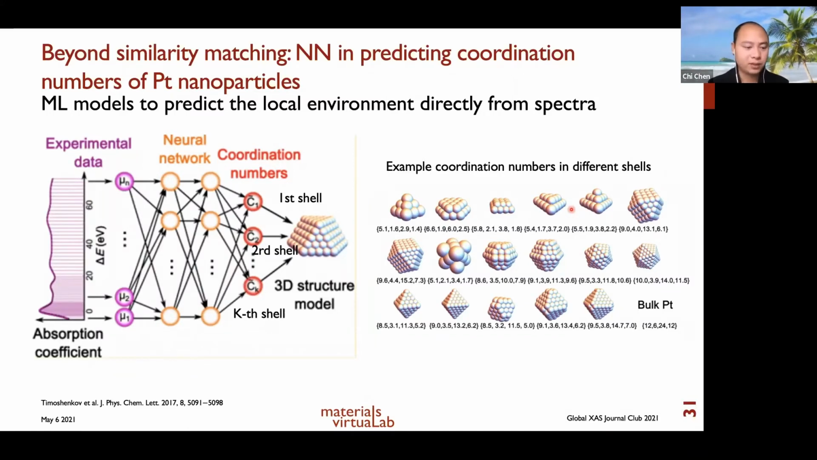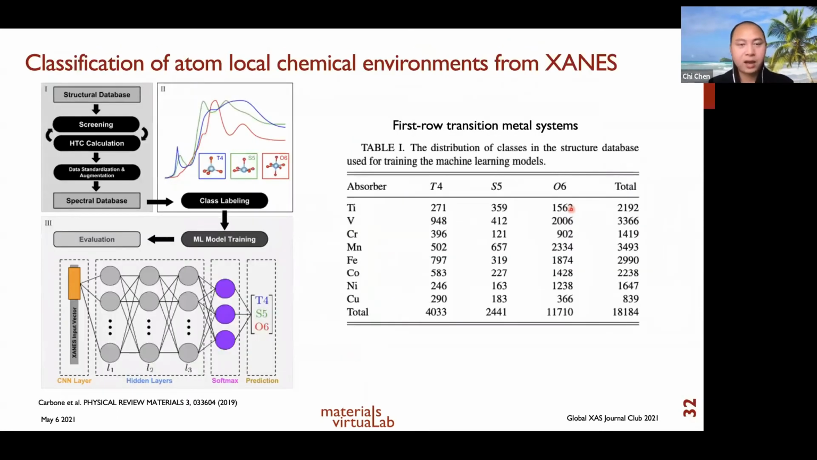I think he was also one of the earlier speakers at the journal club. In the first of his works, he used the platinum spectra and then predicted the number of neighbors in different shells. That one has really very interesting, very inspiring results. And then we have some classification of atom local environments from XANES.